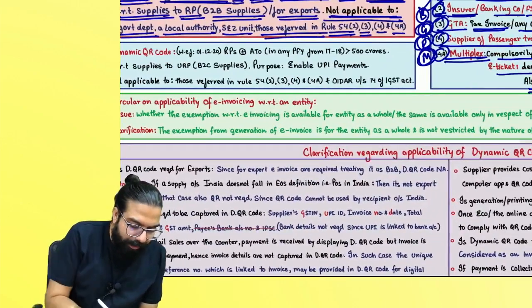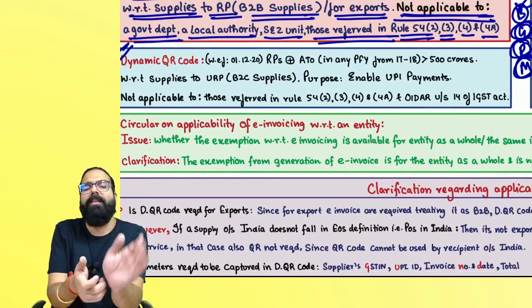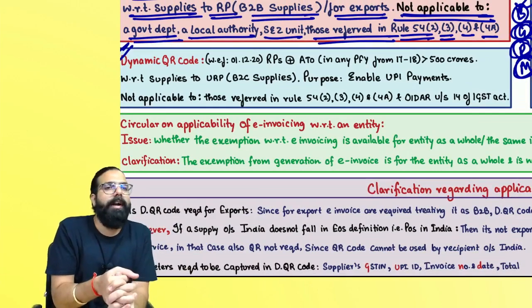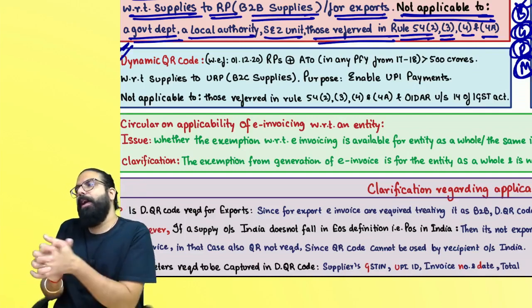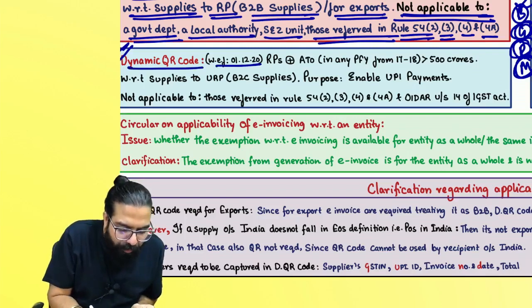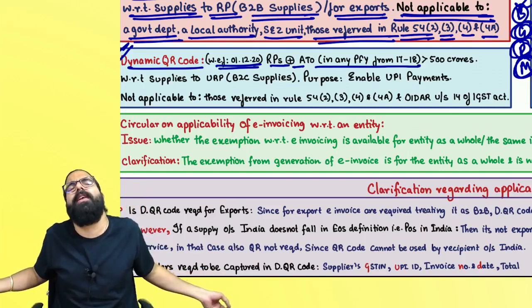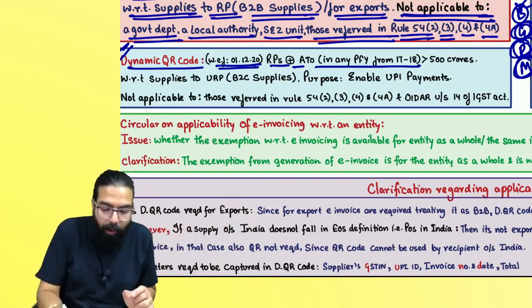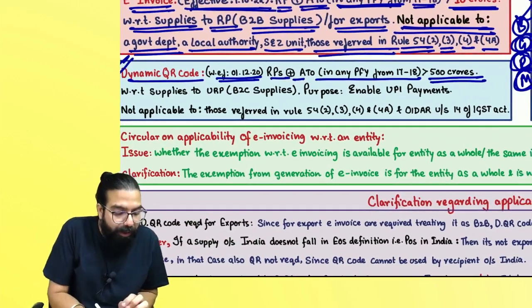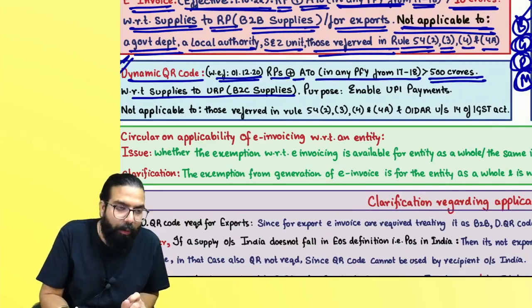The next one over here is dynamic QR code. What is a dynamic QR code? A dynamic QR code is basically a QR code which is given to you for scanning and making the payment. Now, the government has made the dynamic QR code mandatory for some entities. With effect from 1st of December 2020, if you are a registered person and your aggregate turnover in any preceding financial year from 17-18 is more than 500 crore, remember, more than 500 crore, then with respect to your B2C supply, you are required to give what, everyone?